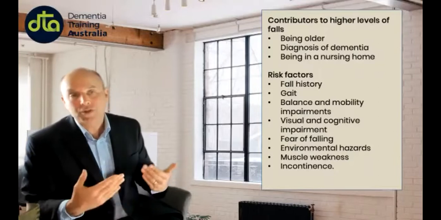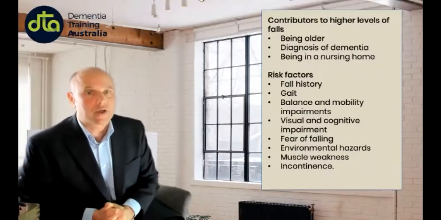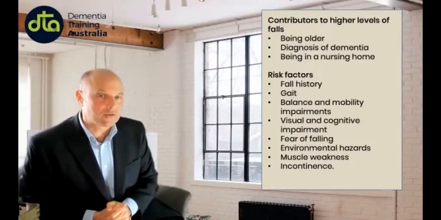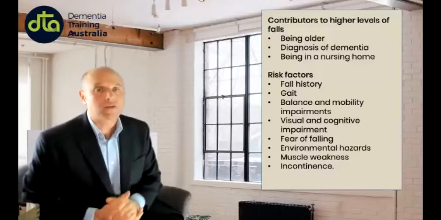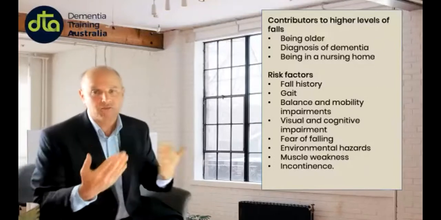And so we also know that people, depending on the statistics that you look at, people who are living with a diagnosis of dementia are more likely to have a fall. Some people talk about it being twice or even 3 times as likely. There's various different statistics.